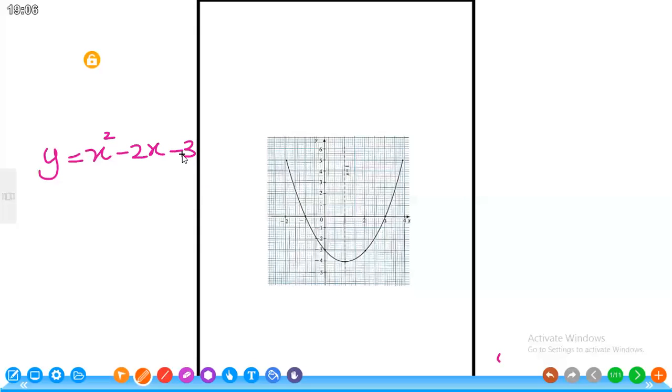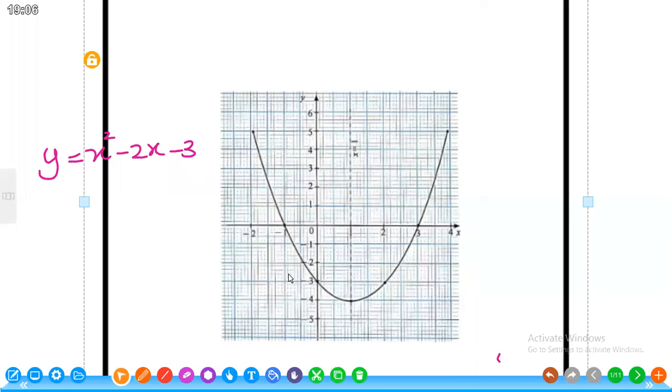Now, first I prepared the table of values to find the y values corresponding to the x values within the range x greater than or equal to negative 2 and less than or equal to 4. According to the table of values, the graph will be something like this. Here you will see the graph. Now let us identify the characteristics. The equation of this graph is y is equal to x squared minus 2x minus 3.